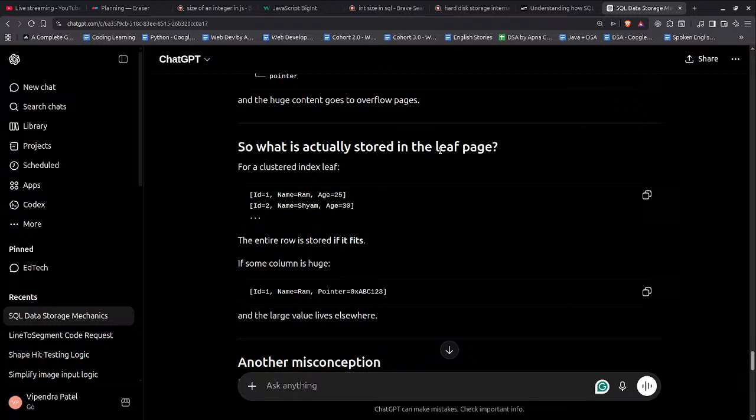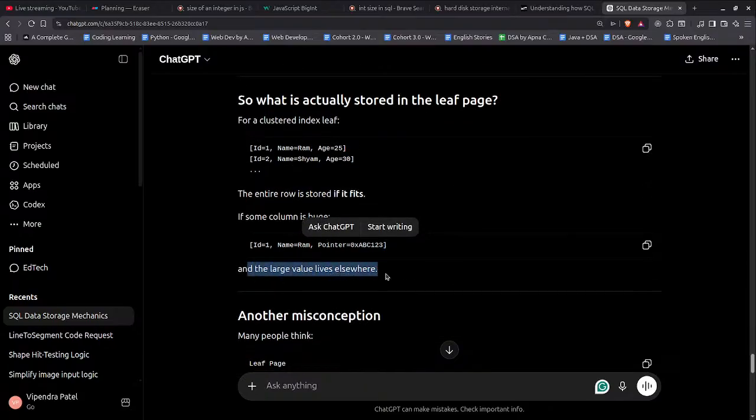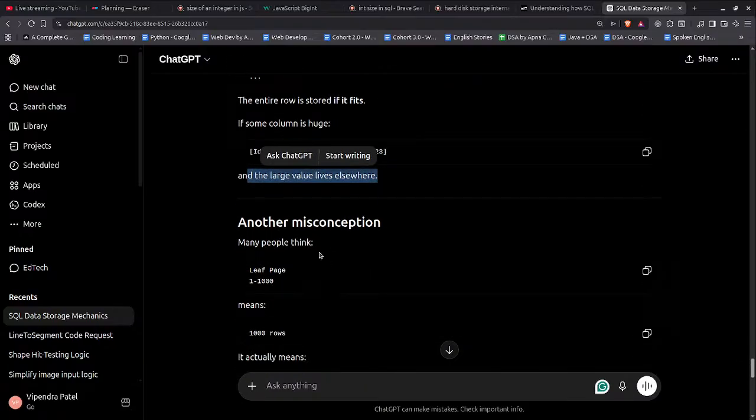So what is actually stored in leaf pages? For a clustered index leaf, the ID is stored there, and the entire row is stored. If it fits, fine. If some column is huge, then we'll simply have a pointer over here. Suppose a column is huge, so we'll simply have a pointer, and the larger value lives elsewhere, in an overflow page.